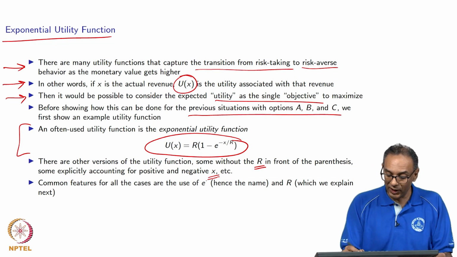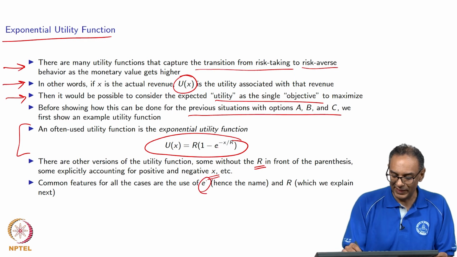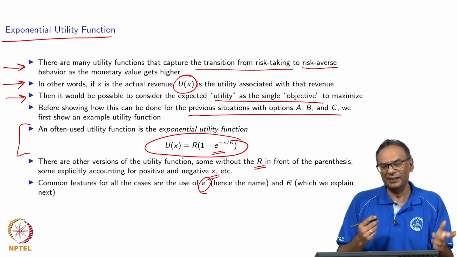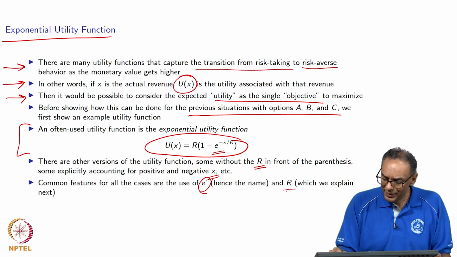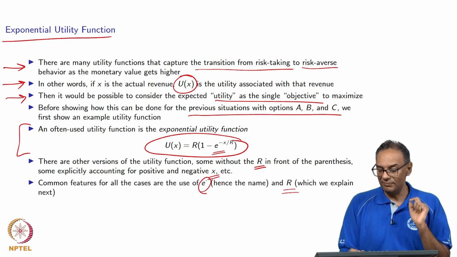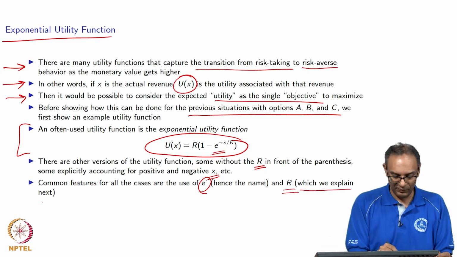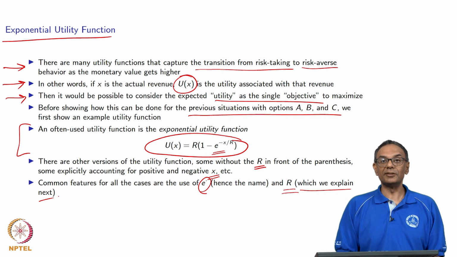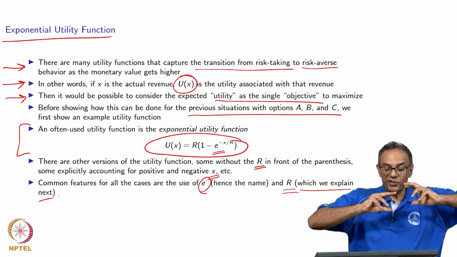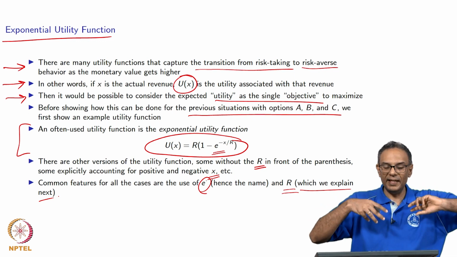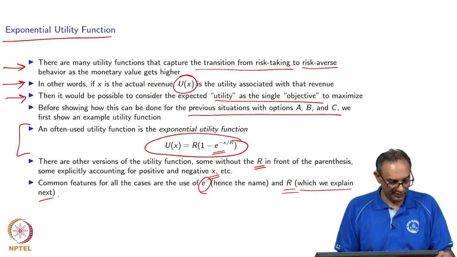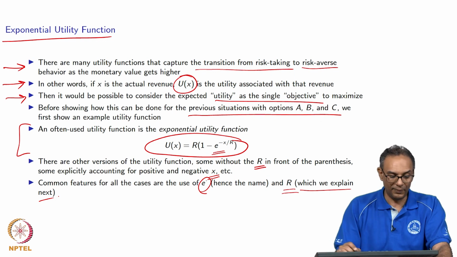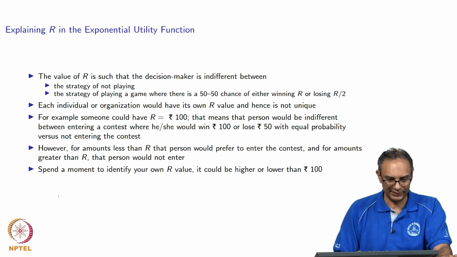Now, the reason we call this exponential is because you have this e to the power in the function, and therefore, that is the reason it is called the exponential utility function. And what is this r guy? Now, that is an important thing we need to talk about, and that is what is going to tell you how you are going to switch from being risk neutral to being risk averse. So, this is the r parameter that is fairly important in this analysis, which is what we will see next.